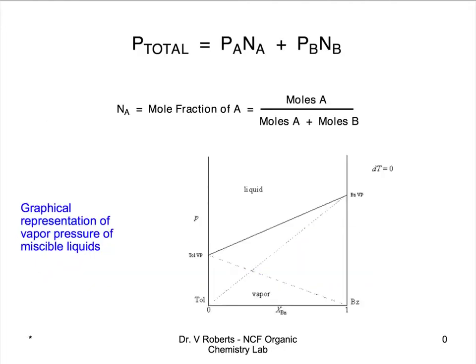Let's take a look at another way of looking at this. Graphically, we see that our lower boiling point substance is plotted on the left side, and our higher boiling point substance is plotted on the right side. And the mixture, as we go from 0% of component B, let's say we are at 0.5, we see that.